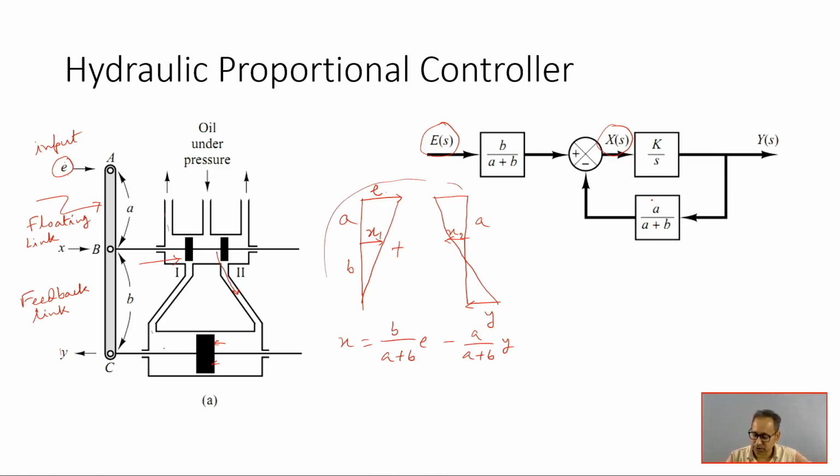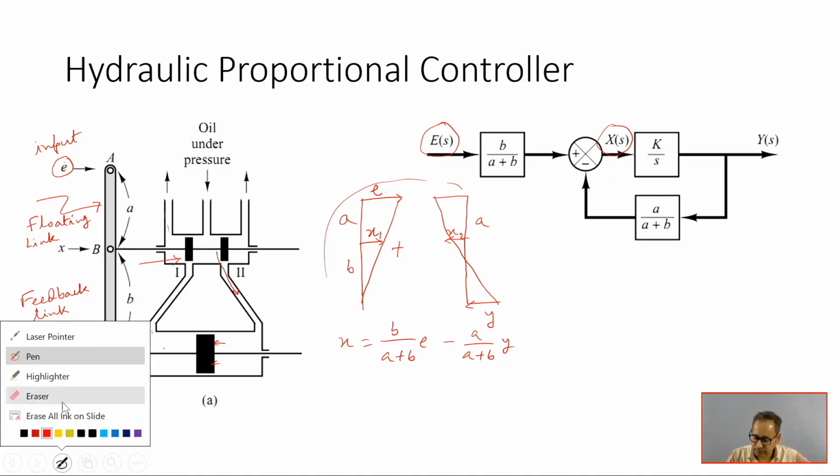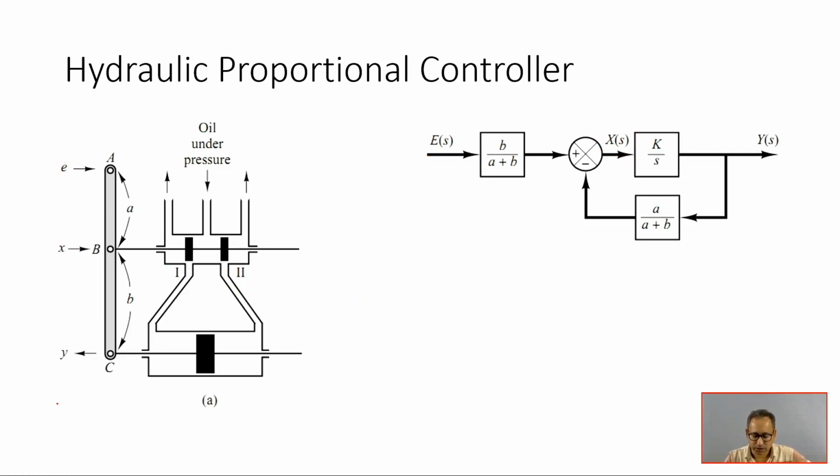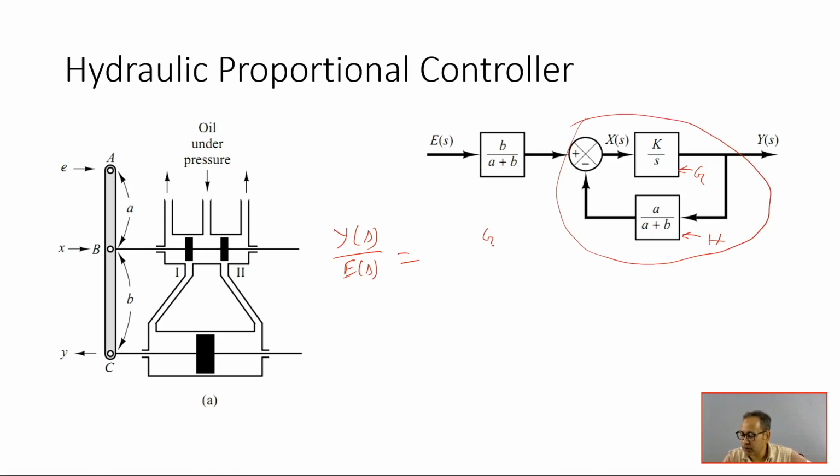So now, using this block diagram, we can find Ys by Es, the output by input. In this case, the output from the system is y. So Ys by Es can be written directly from the block diagram. See, this is actually G, this is H. So for this particular part, concentrate on this only. That is G by 1 plus GH, the closed loop transfer function.